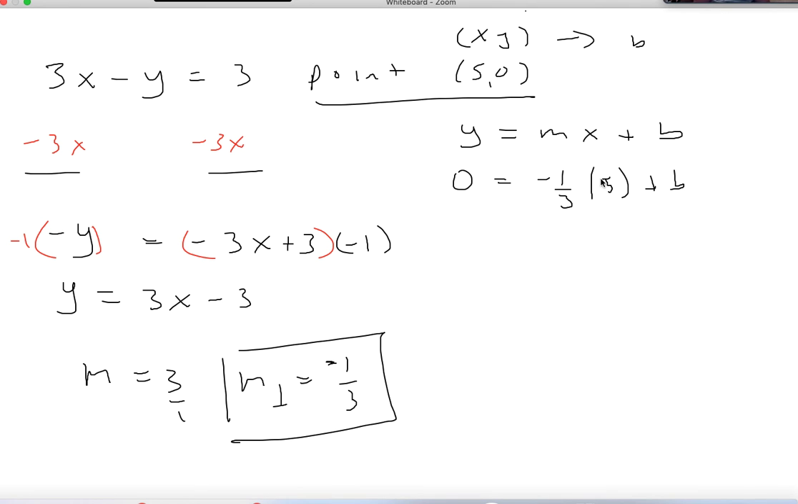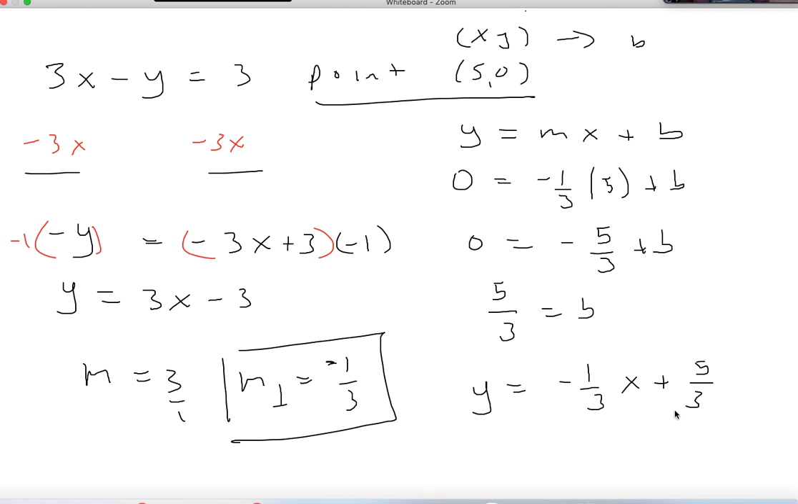plus b. And so multiplying that, I get 0 equals negative 5/3 plus b. Add that over, and 5/3 equals b. And so then my equation should be y equals negative 1/3 x plus 5/3. So that should go through the point (5, 0) and be perpendicular to that line.